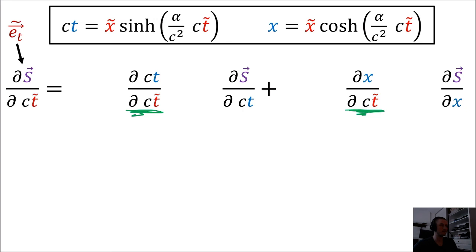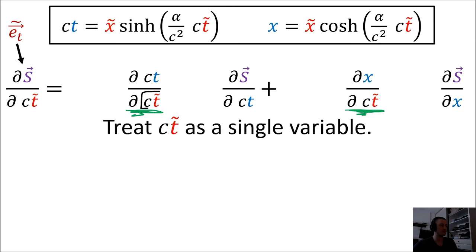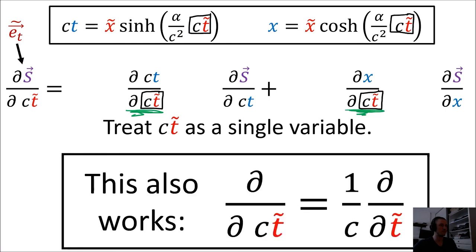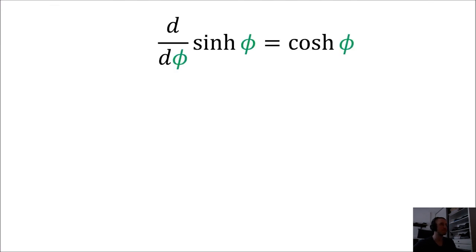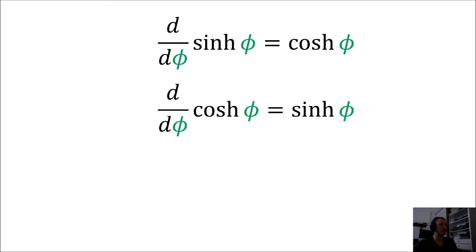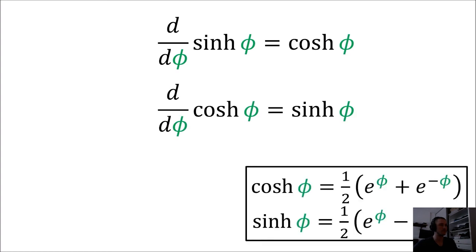Now, before we start taking derivatives, you might be confused about taking the derivative with respect to ct tilde. To do this, you just need to treat ct tilde as if it's a single variable. Alternatively, since c is a constant, you can also pull it out in front of the derivative as 1 over c, and just take the derivative with respect to t tilde. Both of these approaches work just fine. Also, as a reminder, the derivative of sinh is cosh, and the derivative of cosh is sinh. You can easily prove this using their exponential representations.